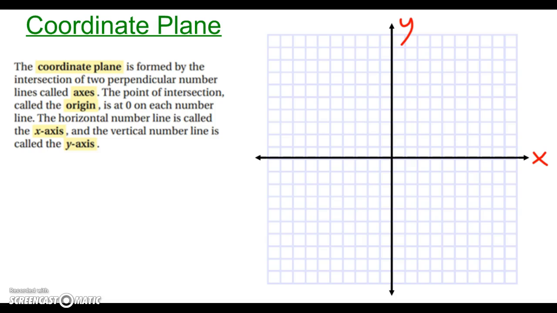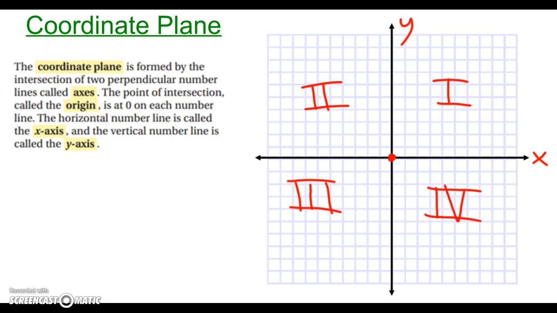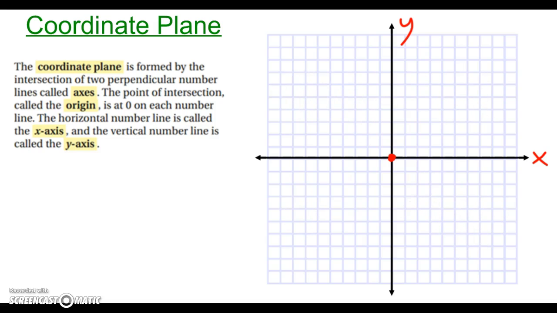Where they intersect, we have the origin. And then we have 4 quadrants. Starting in the upper right hand corner is the first quadrant, and then we move counterclockwise to the second, the third, and the fourth. In the first quadrant, we always have positive coordinates, and in the other ones we run into some negative coordinates, and a combination of both. So we'll look at some different examples there.